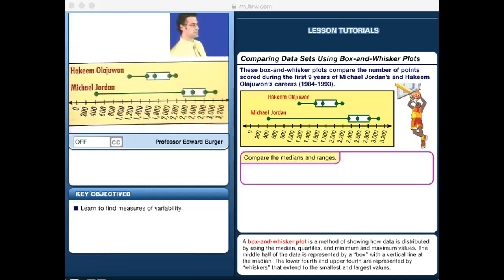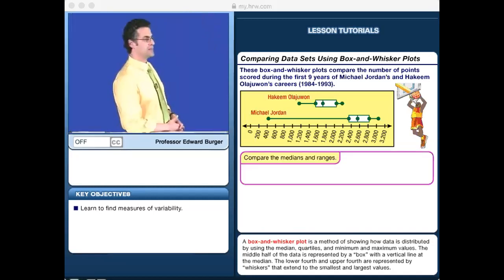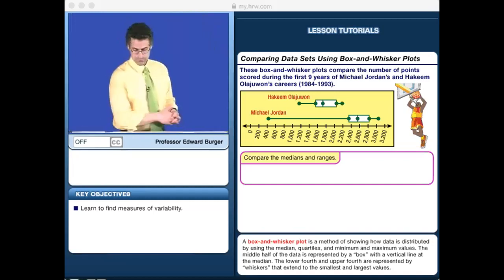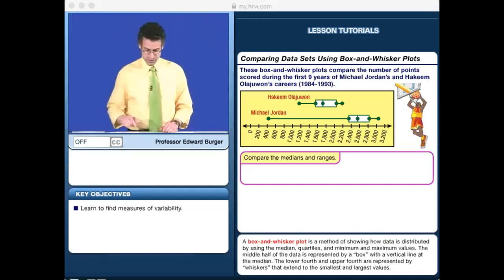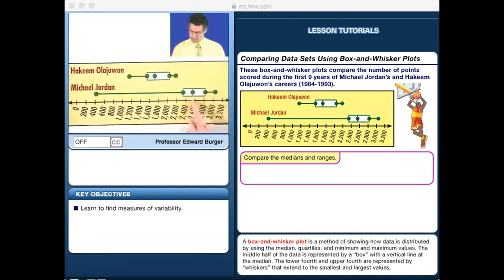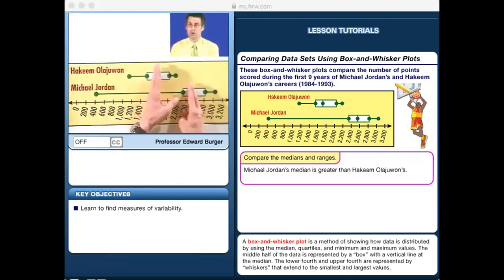So let's take a look at some questions. First, let's compare the medians and the ranges. Well, let's take a look. Well, certainly Michael's median is much larger than Akeem's median. So what does that mean? Well, that means that the average, the most popular, the middle one for Michael is higher than the middle one for Akeem. But what about the range?